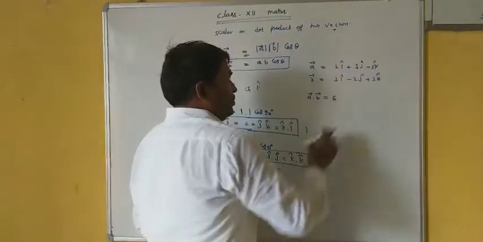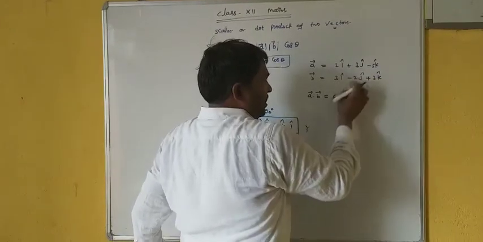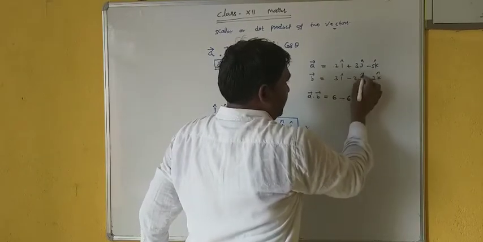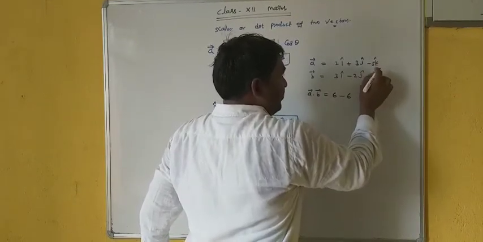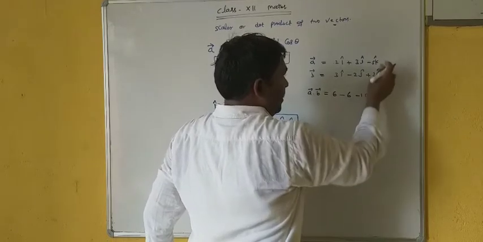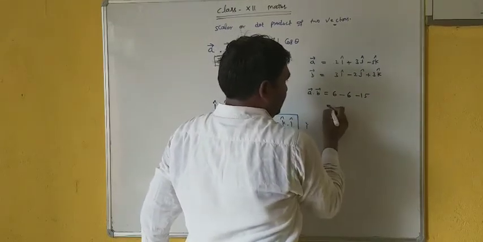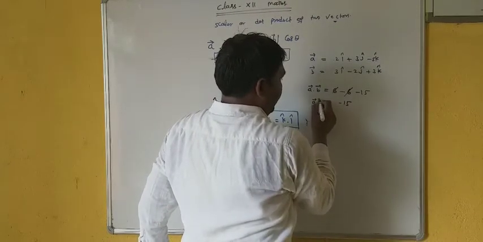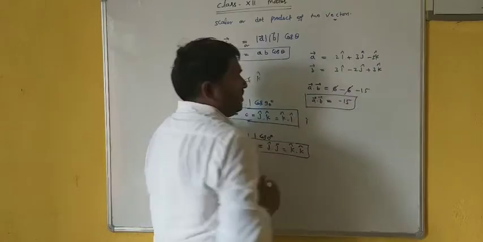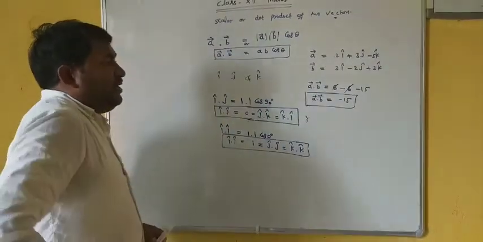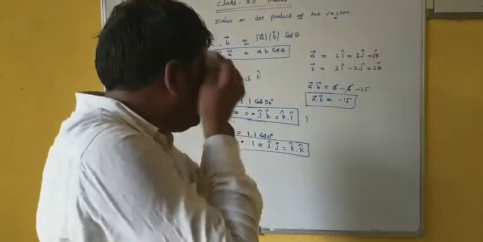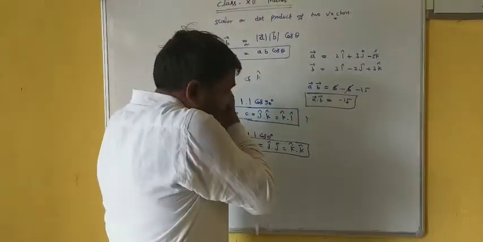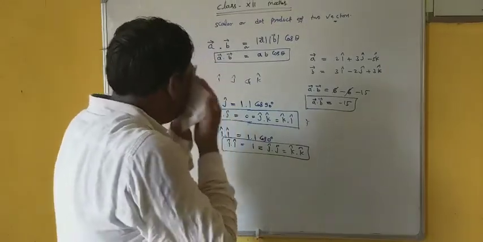So i with i means 2 into 3, 6. j with j, plus minus minus 3 to just 6, j dot j is 1. Minus 5 plus 3, minus 15, k dot k is 1. So this will be plus minus cancel, minus 15. So this A dot B vector is minus 15. See, in this way we can find the dot product between two vectors. Now some more examples I can take for dot product.